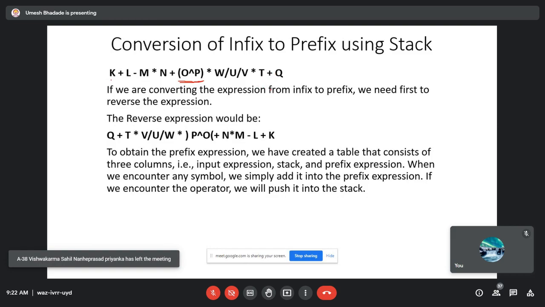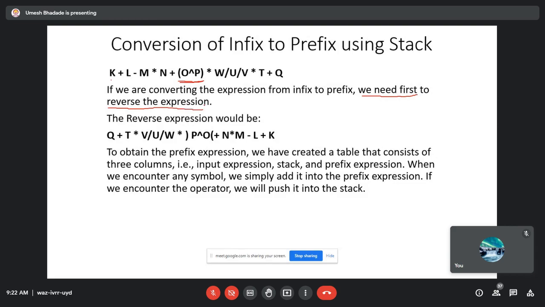The very first step for conversion is that we need to reverse the expression. Once you do the reverse, the expression will become: Q plus T star V multiply by divided by U divided by W star, closing P raised to the power O opening, plus N star M minus L plus K. Please keep in mind, since we need to convert into prefix, the first step is to reverse the expression.